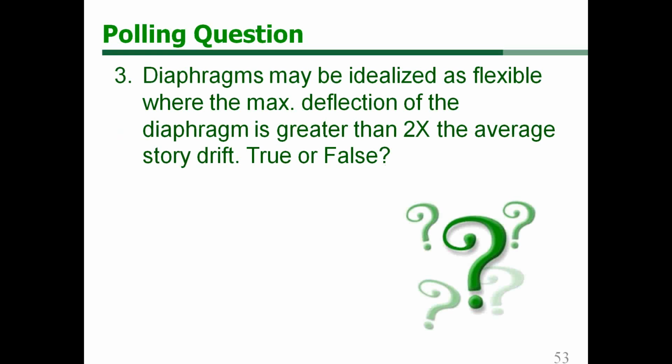So I'm going to ask Marcy, if you would, to come back and help us with another poll. Absolutely. All right. It's a true-false question. So a diaphragm may be idealized as flexible where the maximum deflection of the diaphragm is greater than 2 times the average story drift. Is that true or false?